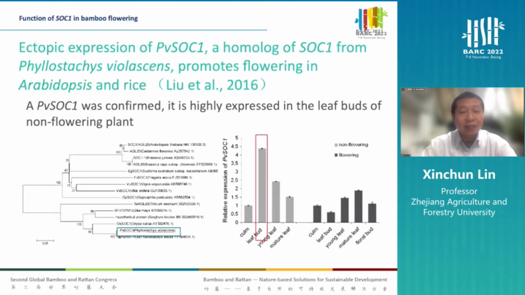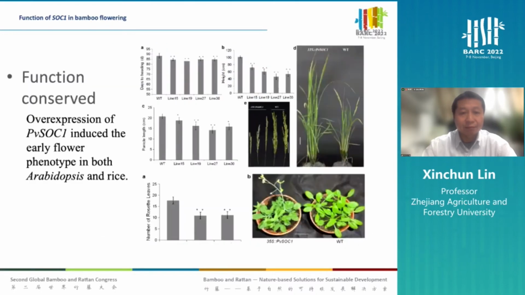At first, we isolated a SOC1-like gene from the lay bamboo, and we found this gene is highly expressed in the leaf buds of non-flowering plants. And then we transferred this gene into Arabidopsis and rice, and we found the function is conserved. Overexpression of the lay bamboo SOC1 gene induced the early flowering phenotype in both Arabidopsis and rice.